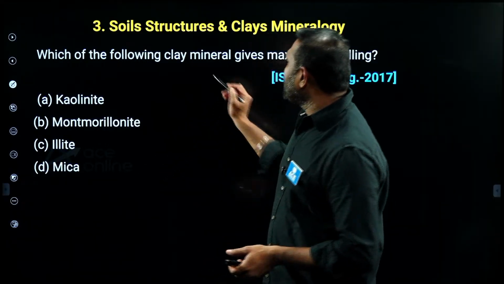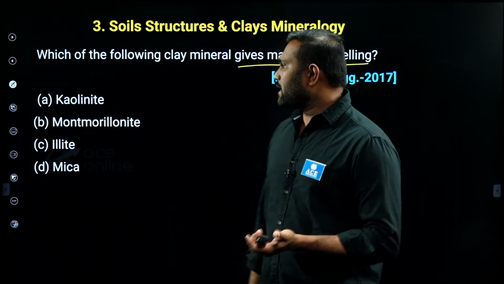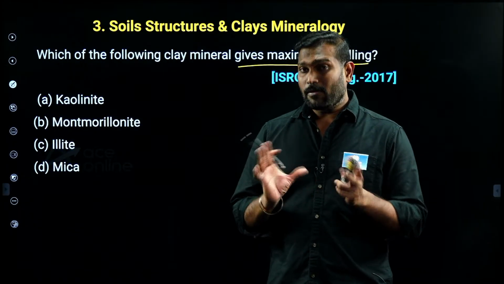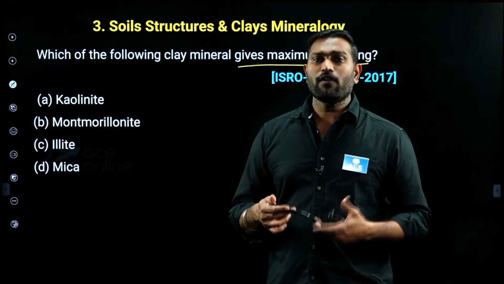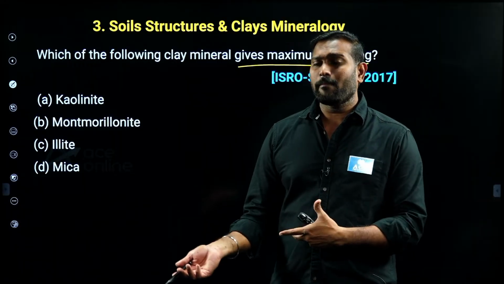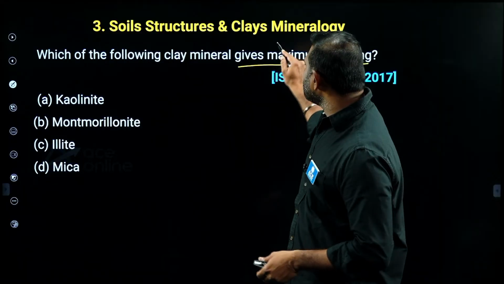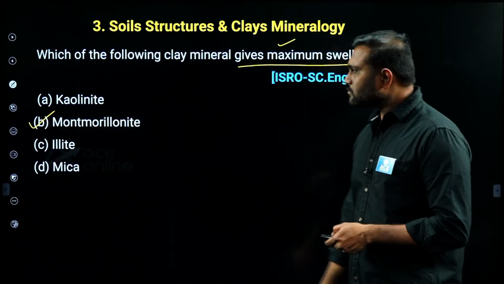Now, which of the following clay minerals gives the maximum swelling? Basically, in the case of clay there are 3 different types of clay minerals: kaolinite, illite and montmorillonite. Based on the type of bond, they attain different swelling characteristics. Out of all, which one has more swelling? It is nothing but montmorillonite. Least swelling is kaolinite. So maximum swelling means montmorillonite, and an example is black cotton soil.